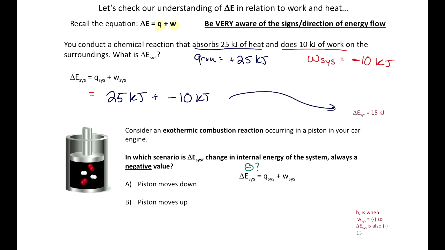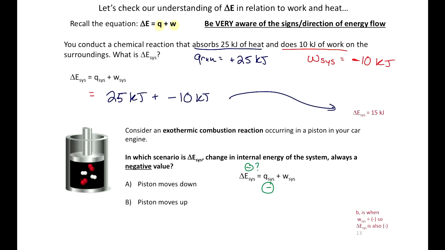Let's read the whole question. I tell you, this is happening in your car engine. It's an exothermic combustion reaction. Notice I have it bolded. That information tells us what variable? Q, yes, Q. So if it's an exothermic combustion reaction, what is the sign of Q? Negative, yes, it's exothermic. So if the goal here is I want to know when is delta E negative, I already know Q is negative.